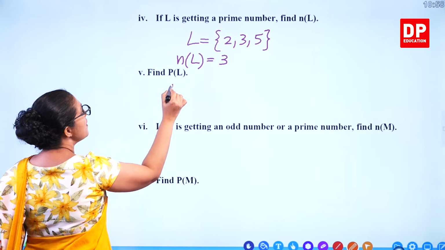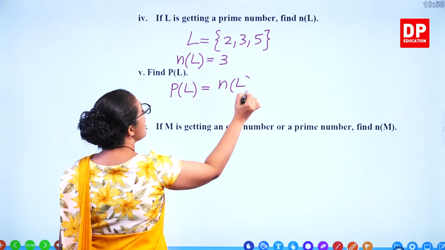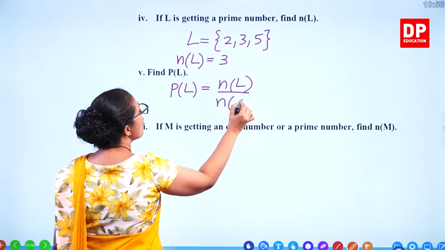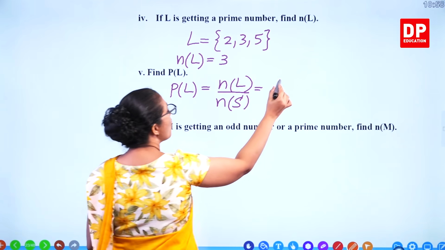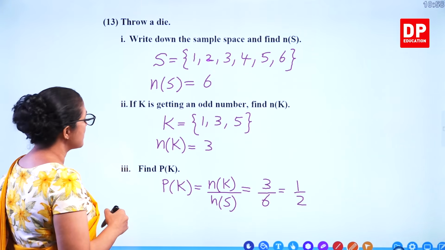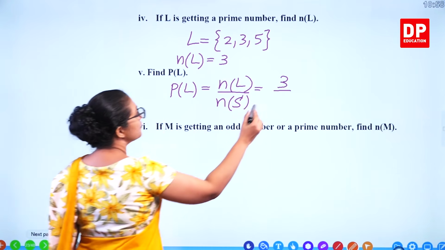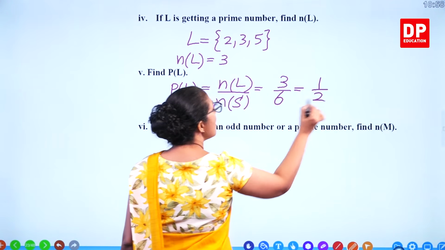So what's the probability of getting L? Number of outcomes divided by the total number of outcomes. 3 over, what's NS? That's 6. 3 over 6. Or you can simplify and write half.